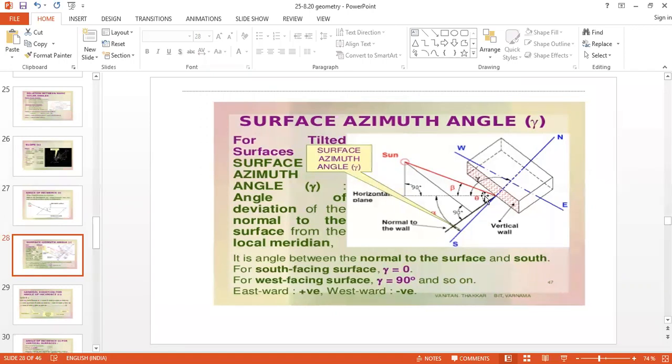For west facing, the surface azimuth angle equals 90 degrees. Here we are seeing in this figure 90 degrees. Eastward is positive and westward is negative. This is the object. Sun's rays will beam on this object, and the angle between the sun's rays and the object is gamma.